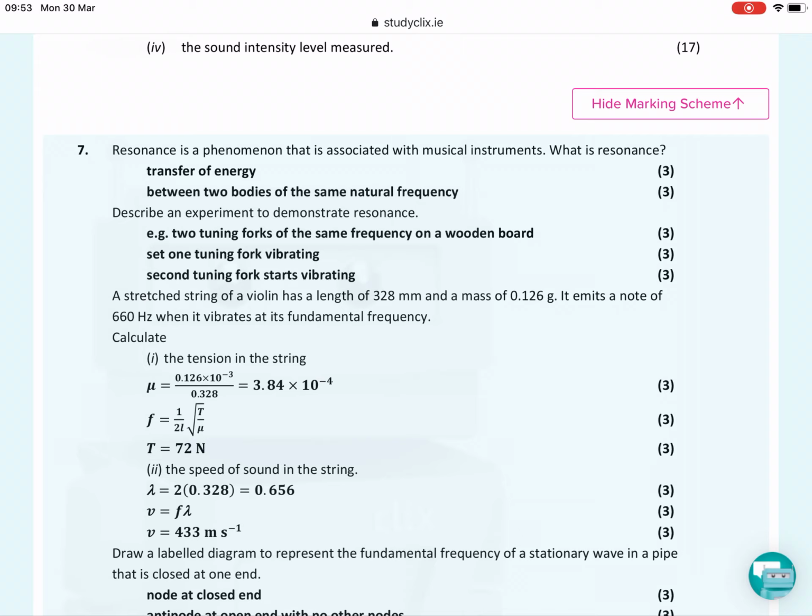So that's half of the wave. So they doubled that to get the wavelength. So that 0.328 is doubled. And then they can put it into c equals f lambda. They've used v here, but it just means the speed of sound.